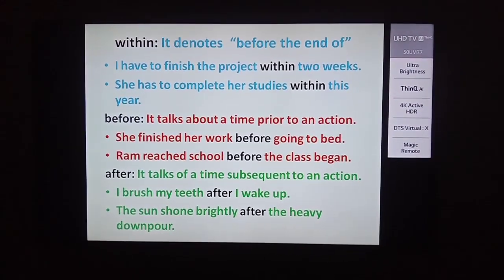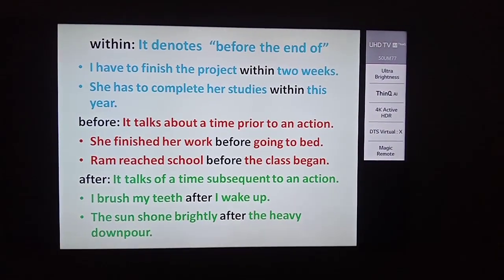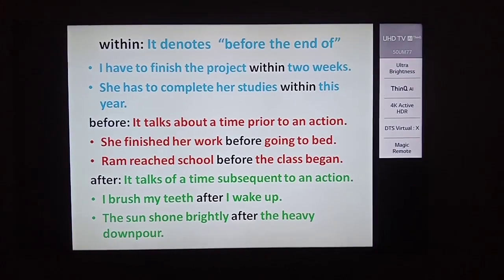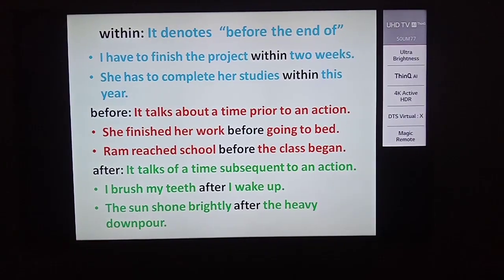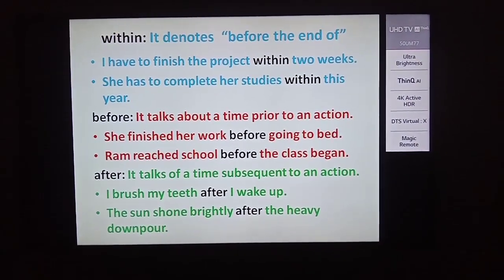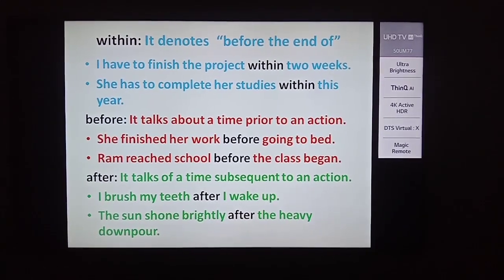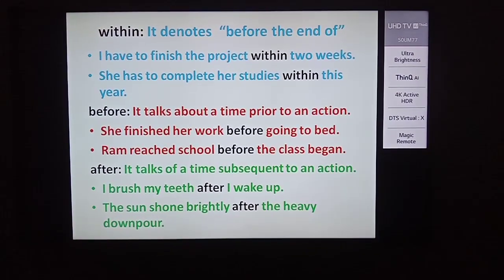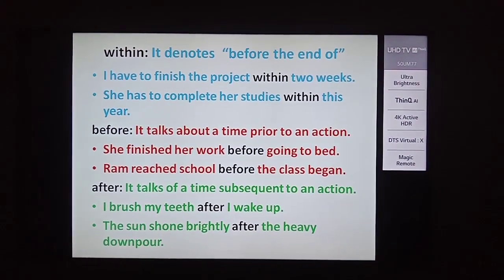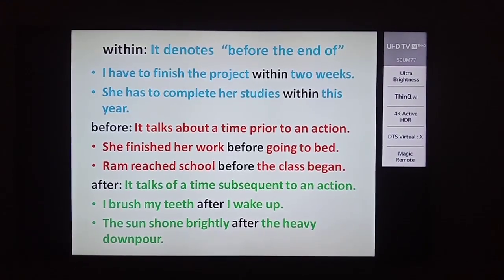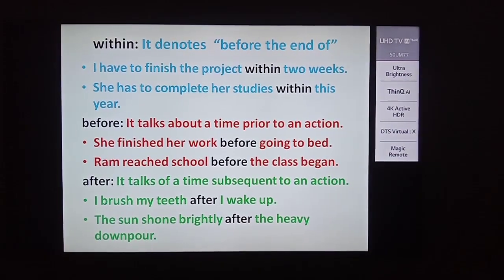Now let's come to the preposition after. It talks of a time subsequent to an action. Here are the examples. I brush my teeth after I wake up. And the second example here is the sun shone brightly after the heavy downpour. So the heavy downpour took place first and then the sun shone. So we use after here. We are talking about the time subsequent to an action.